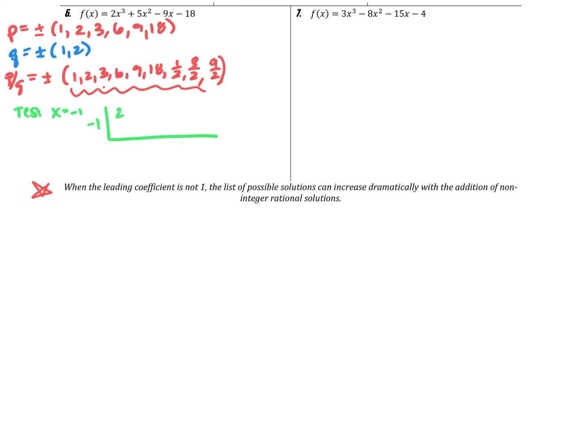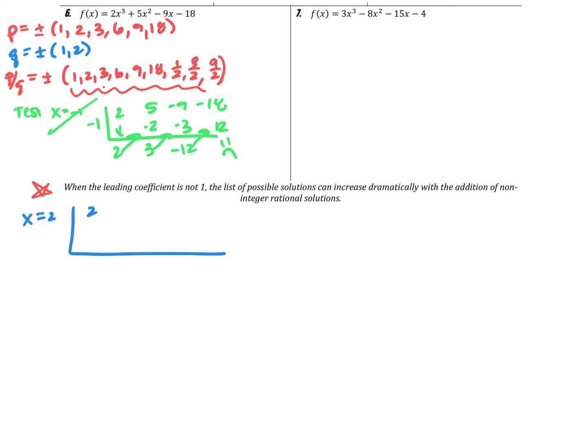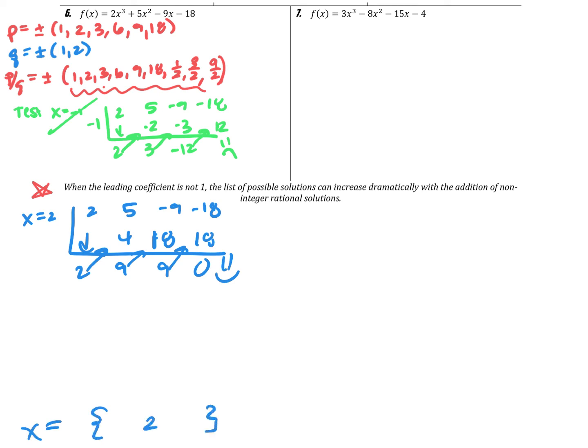So -1, 2, 5, -9, -18. I'm going to bring my 2 down, -2, 3, -3, -12, +12. That's not going to work. So -1, not going to work. Let's test x equals 2. I'm just going to come down here, 2, 5, -9, -18. That's going to give me 4, 9, 18, +18, so +9, so +18. Yay, we found one. So the first answer that we just found is 2.